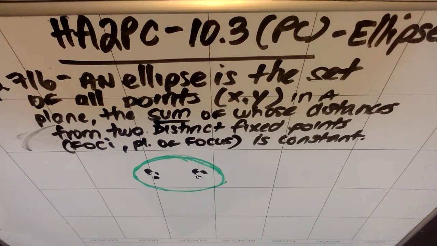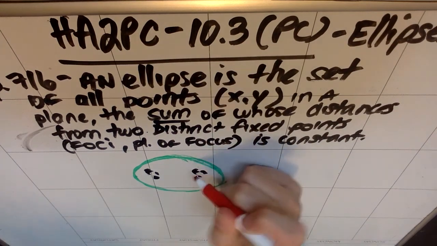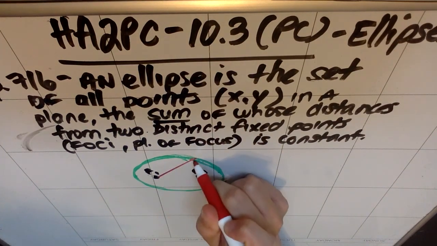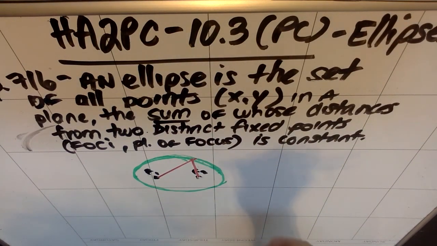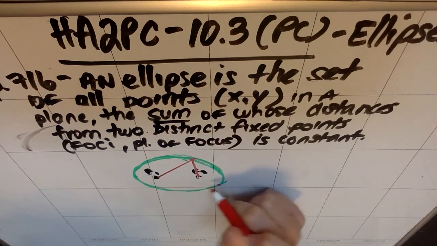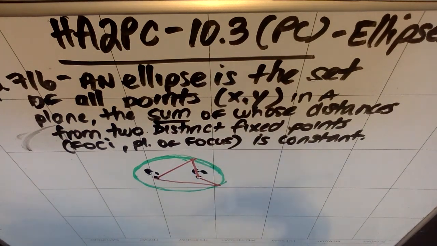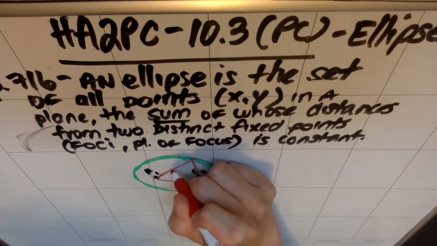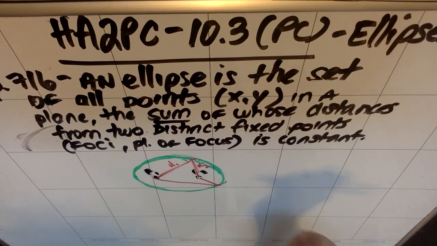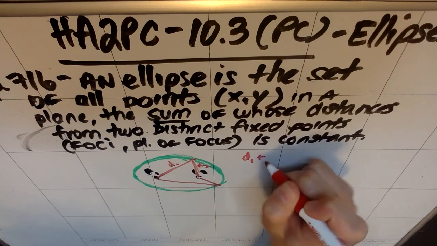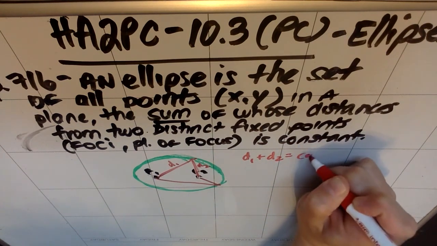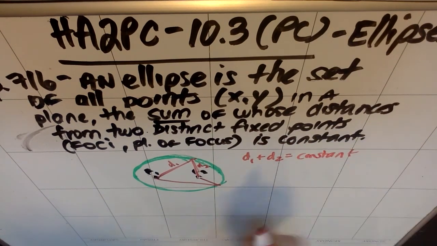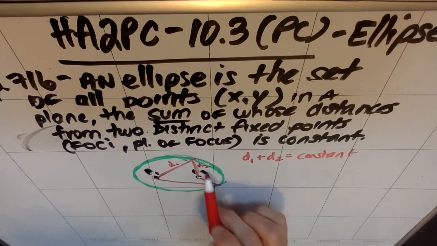The idea is that if I pick any point on that ellipse, which I'm going to show you in red real quick, some random point, and I measure this distance plus this distance, I get a number. If I picked any other random point and measured this distance plus this distance, I get the same number. So if we called these D1 and D2, D1 plus D2 is going to be some constant, where D1 is the distance to focus 1 and D2 is the distance to focus 2.